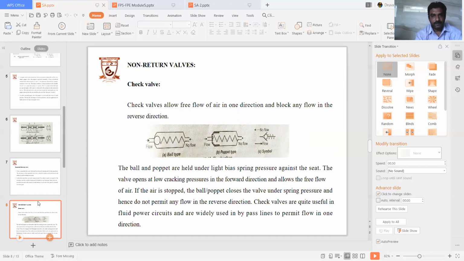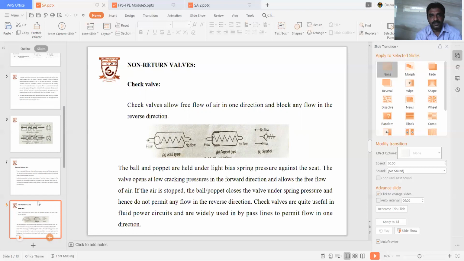So in the first figure, we can see ball type poppet valve, wherein a ball is placed, which is attached to a spring, and the flow starts from the left side, and due to the pressure, the ball moves along with the spring, allowing the flow of compressed air. Then we can see the flow, no flow, it is indicated by a dotted line. So this type of valve allows the flow only in one direction. And the flow is blocked in the opposite direction or reverse direction.